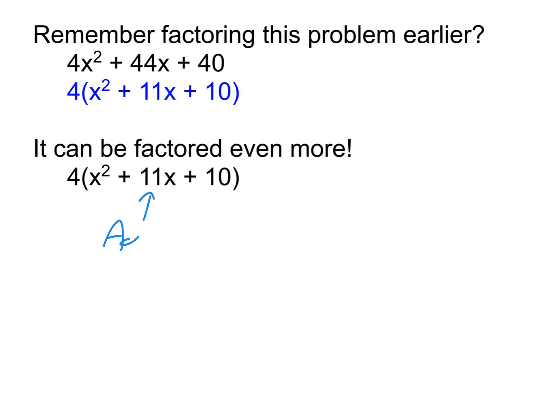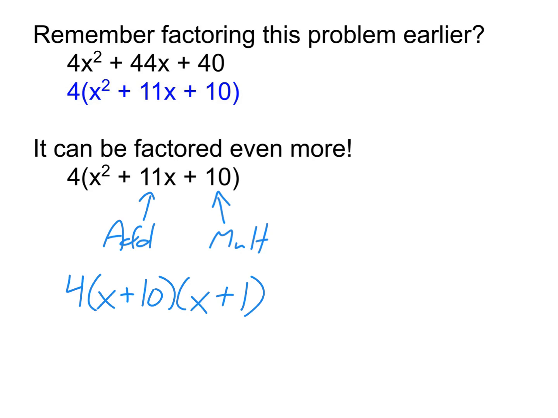add to 11 and multiply to 10. Just like we were doing before. The fact that it's inside the parentheses doesn't change this technique. And so when we factor it out, that 4 that we had at the start, it stays there. Then the two numbers that add to 11 and multiply to 10, you should be getting 10 and 1. And so notice what that factor form ends up looking like. We end up with 4 times x plus 10 times x plus 1.